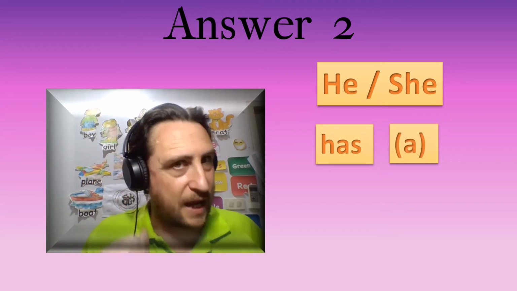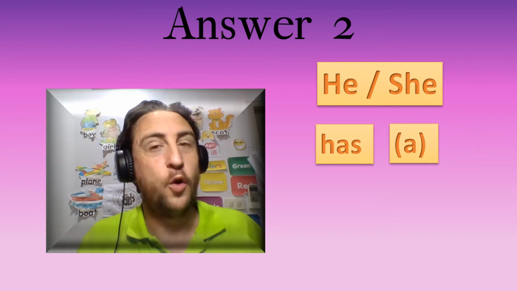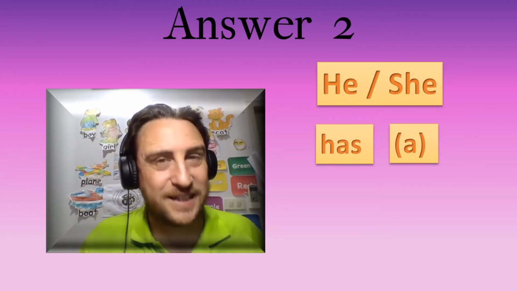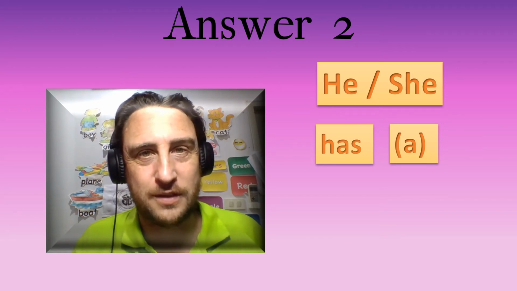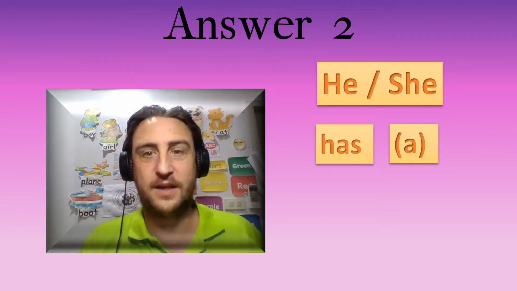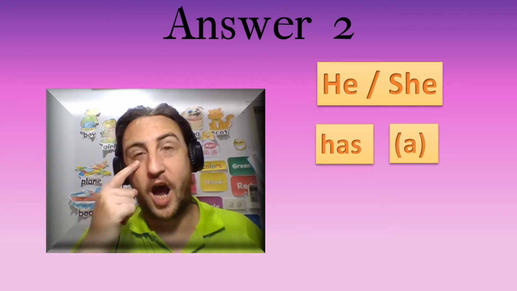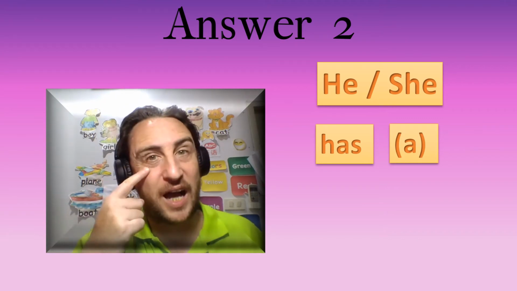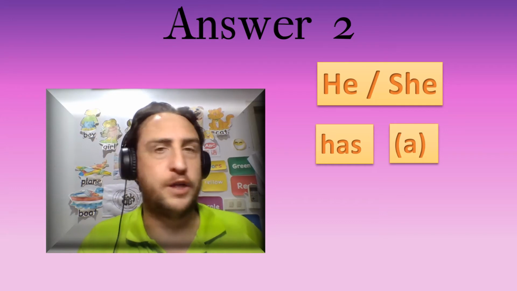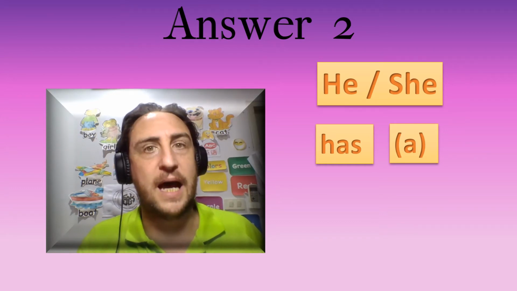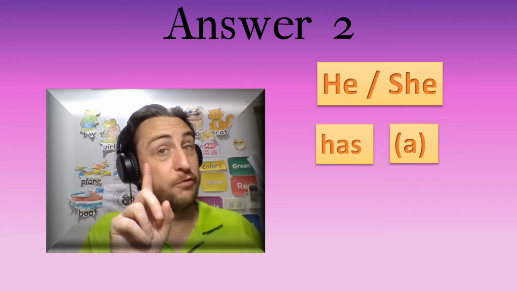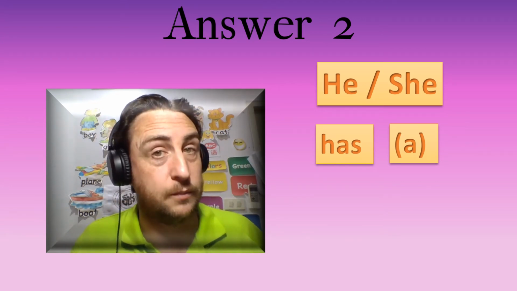If there is one and you can count it, remember, a or an. If there is one and you can count it, and it starts with a vowel sound, yes, an eye, an ear, an elephant, an orange, an umbrella. But always if there is one. So a or an if there is one and you can count it.